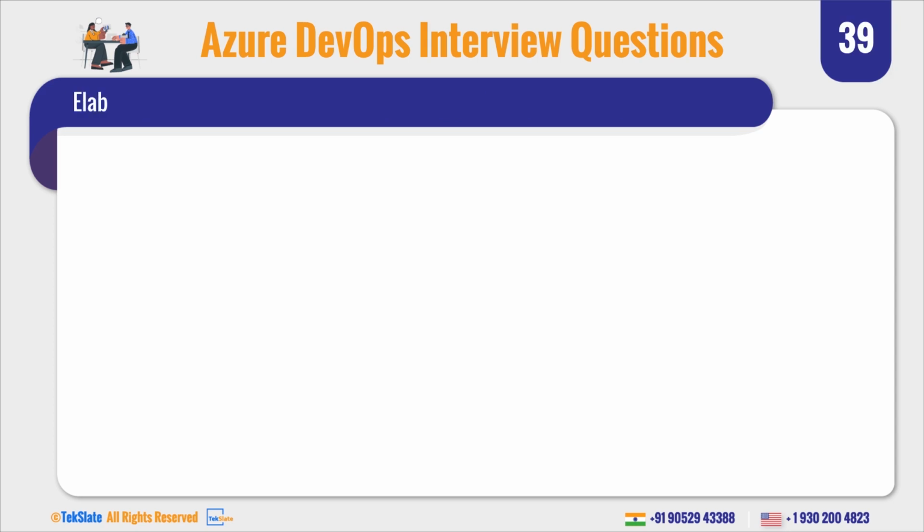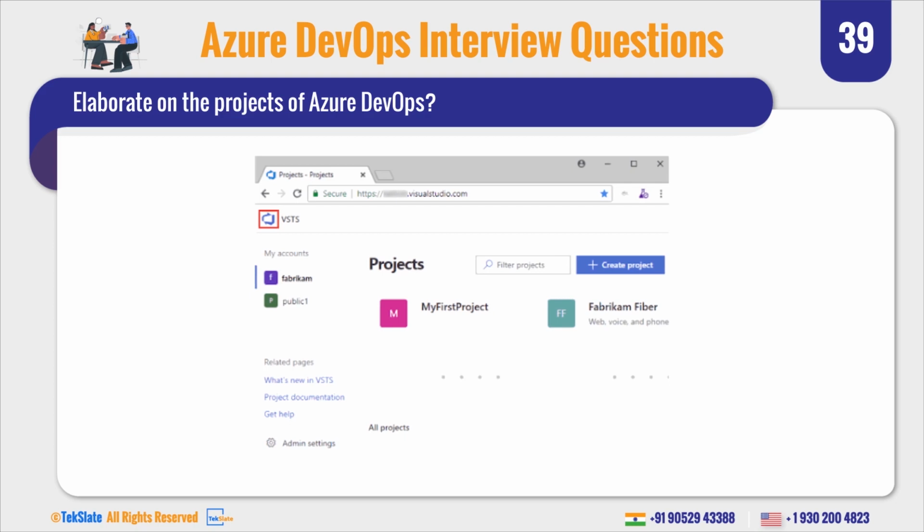The next question is, elaborate on the projects of Azure DevOps. To gain experience, the projects of Azure DevOps are very important. This helps in the Git repository and the code existence for designing the continuous delivery as well as the integration pipelines of Azure DevOps. As you can see over here, this is the snapshot of creating a project. Here you can see you have created a project, My First Project, which is nothing but a demo project. Apart from this, you can also create a new project by clicking on this button over here, Create Project.